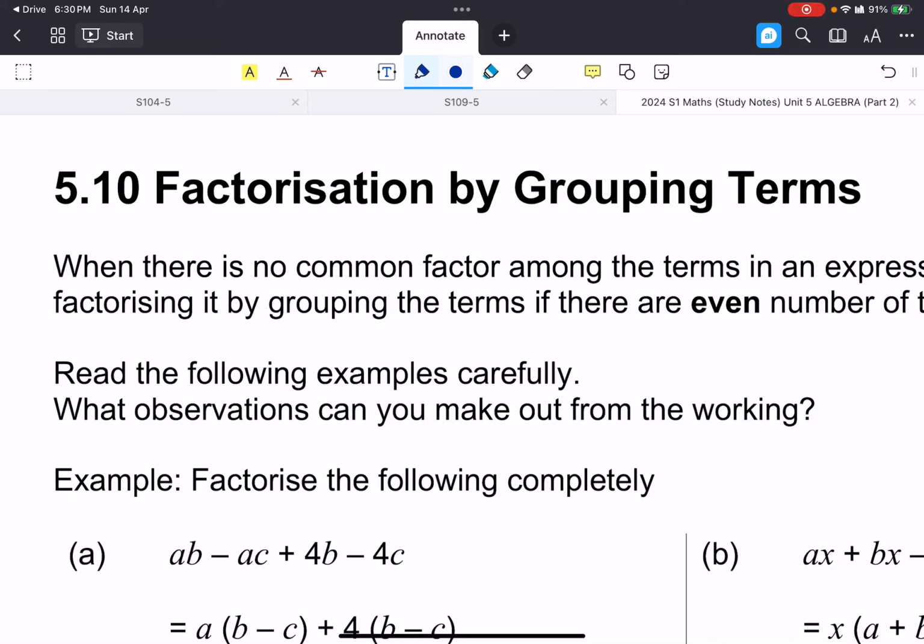Hello students, welcome back to the second part of factorization of the algebraic expression. In this section, we are going to look at factorization by grouping the terms, right?